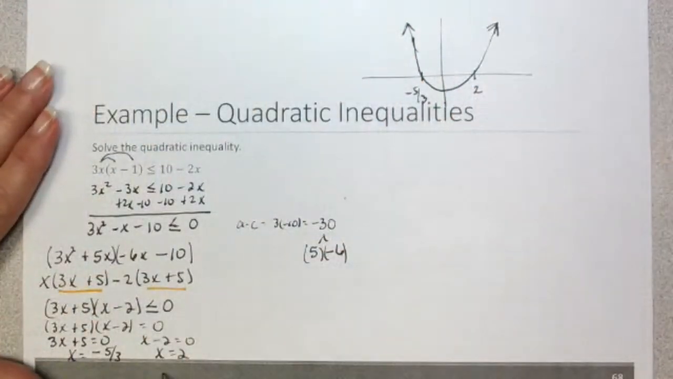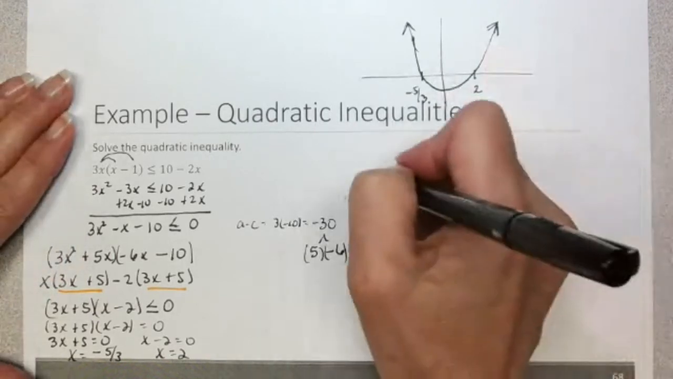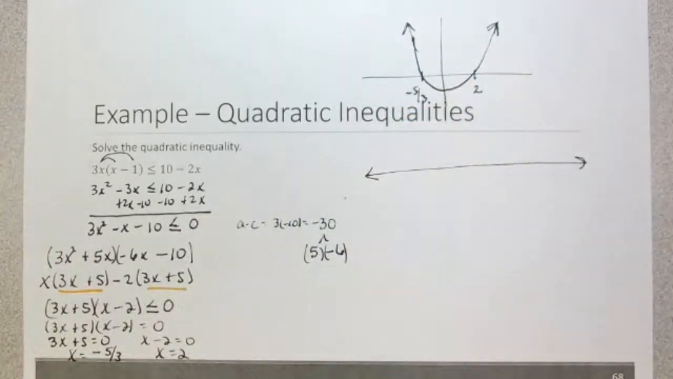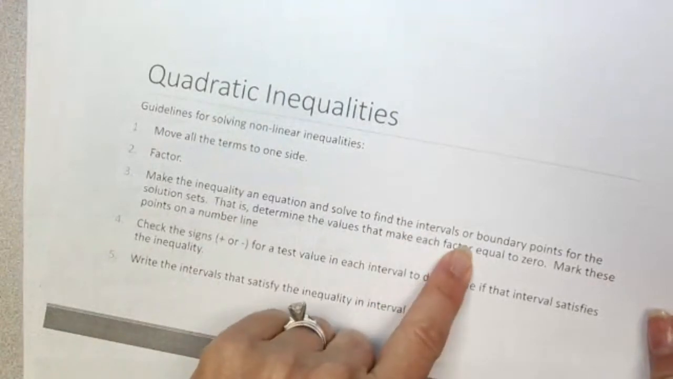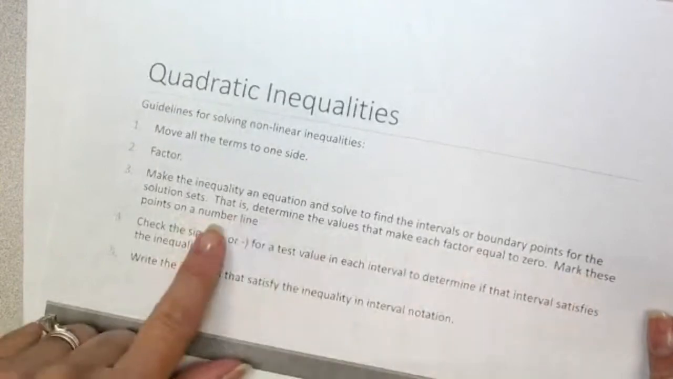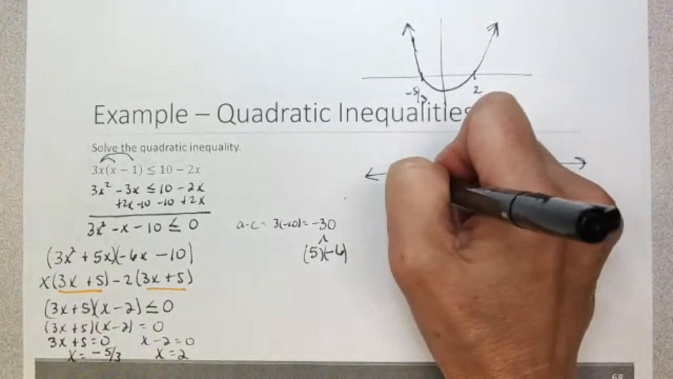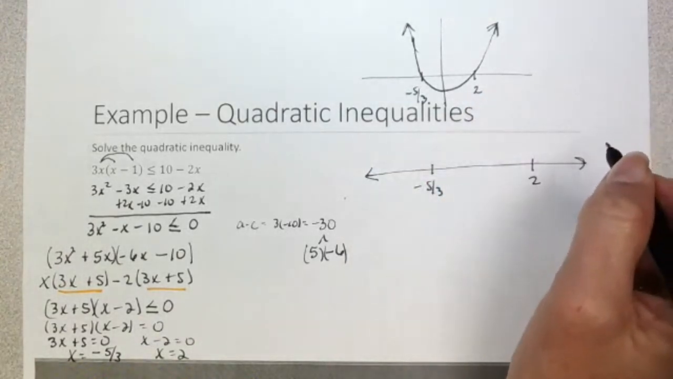Now, to continue to find my intervals where this graph is less than or equal to 0, if I hadn't graphed it, I would make my number line. Okay, where am I in my procedure now? I found the boundary points. We solved already, and now I'm going to mark these points on the number line. All right, so here's my number line. We'll say negative 5/3 is here, we'll say 2 is here, and here are my 3 intervals.